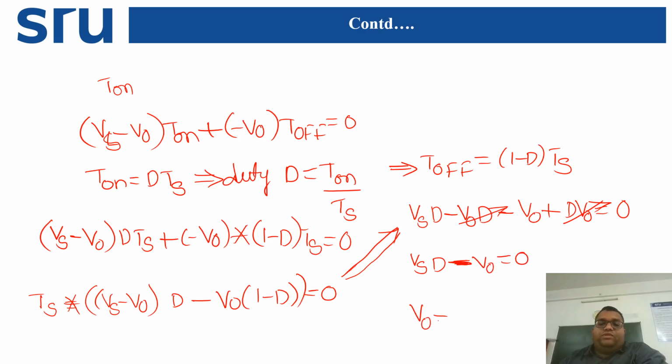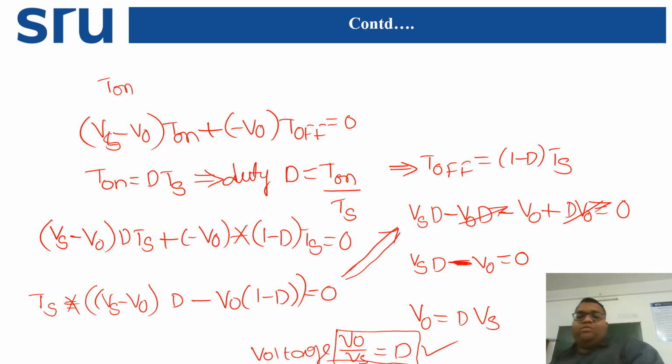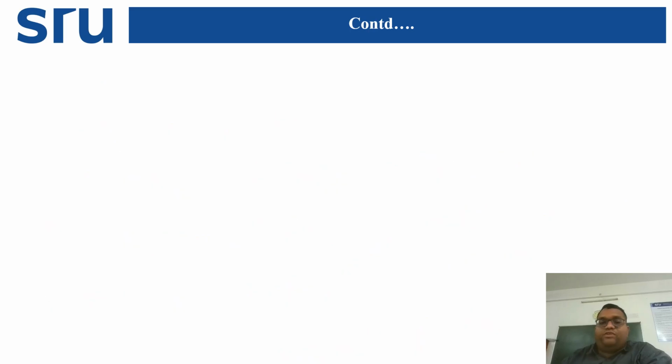Then V naught is equal to D times Vs. Then what is the voltage gain? Finally, voltage gain V naught by Vs is equal to D. This is the voltage gain of the buck converter circuit. Now we will see how this converter will act as a buck for different duty cycles. What is the output voltage formula here?